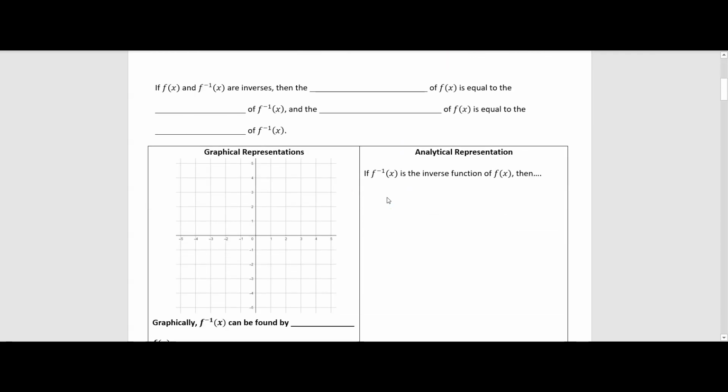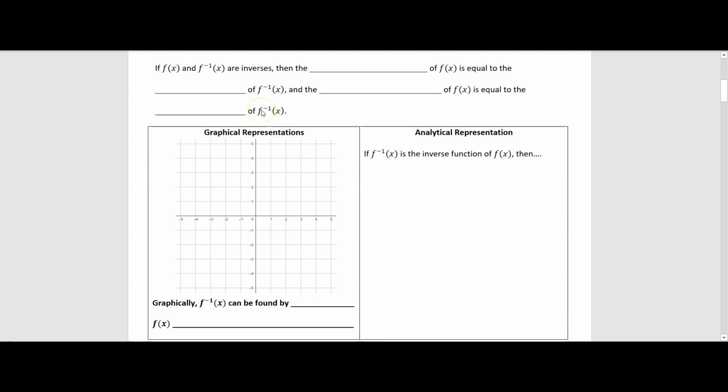So the notation for inverse functions is just that little -1. It looks like an exponent, but we don't say f to the -1. We say f inverse of x. So if f of x and f inverse of x are inverses, then the domain of f of x is equal to the range of f inverse and vice versa. And the range of f of x is equal to the domain of f inverse.